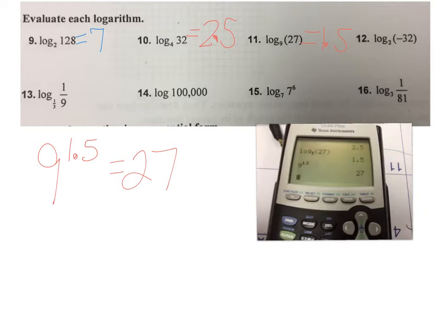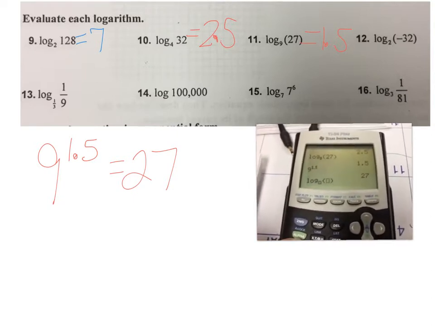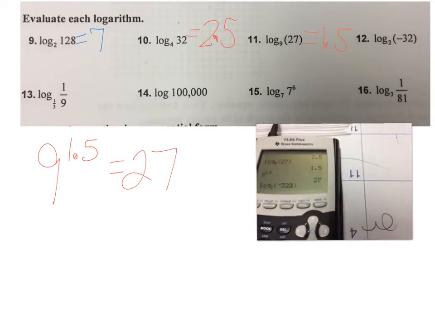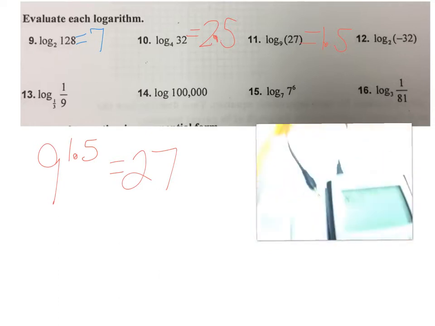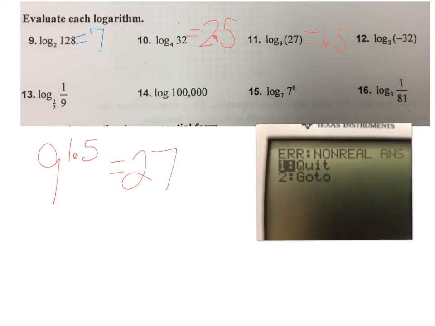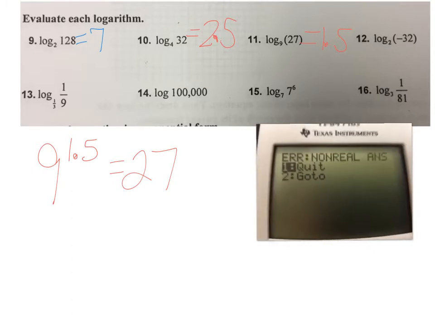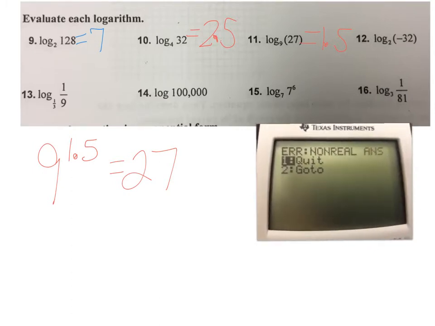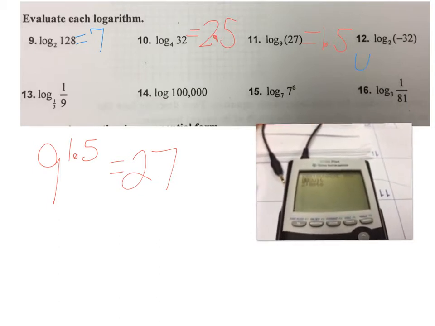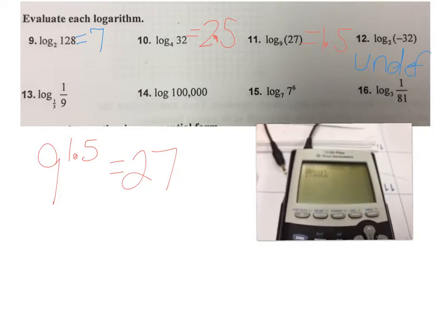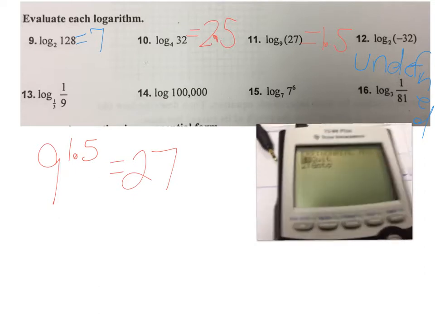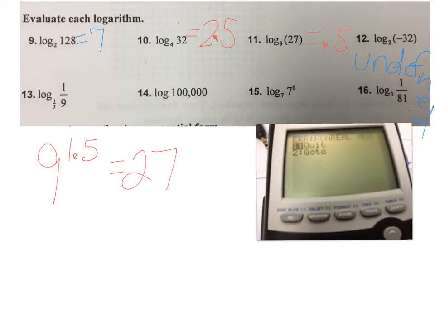So number 12 is log base 2 of -32. Log base 2 of -32. Oops, we got an error. It says non-real answer. This is something I didn't get a chance to tell you yesterday. You cannot take the log of a negative number. Logs of negatives are undefined. Okay, and I ran out of room there, but that's supposed to say undefined. So you can't take the log of a negative because it is undefined.